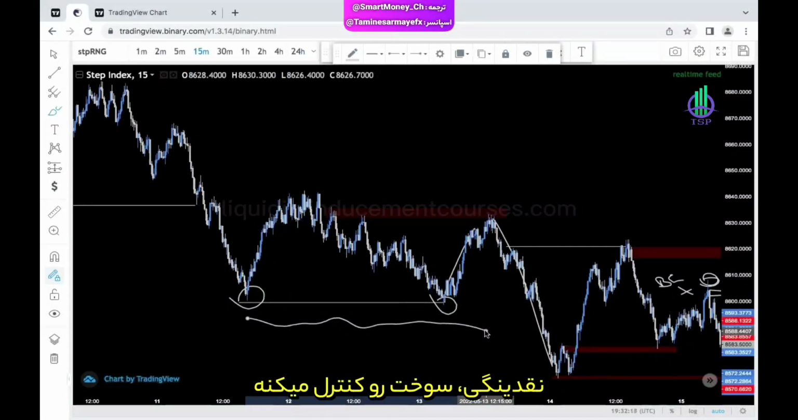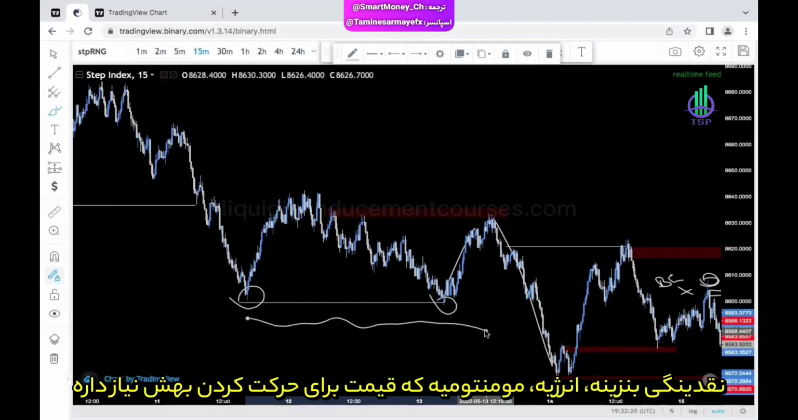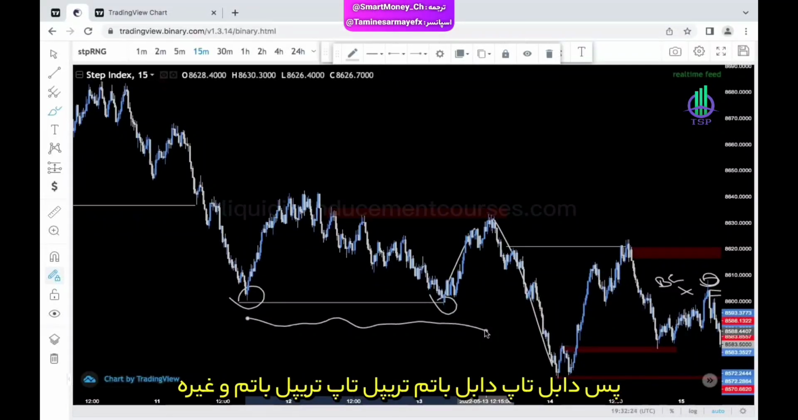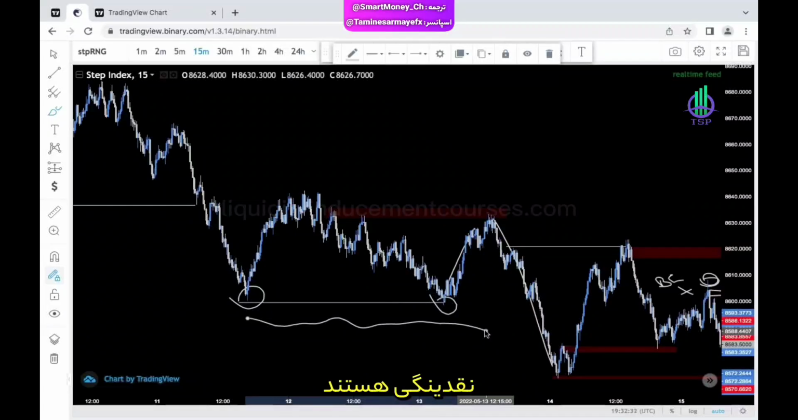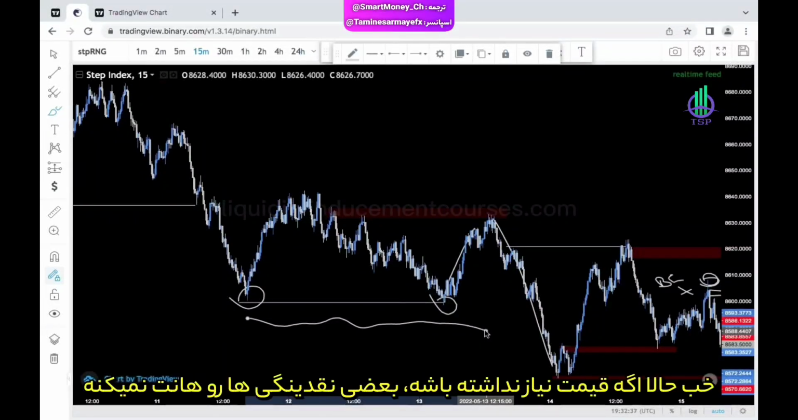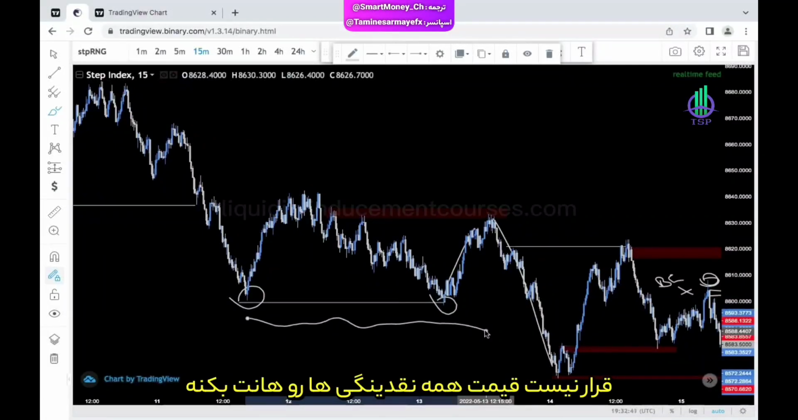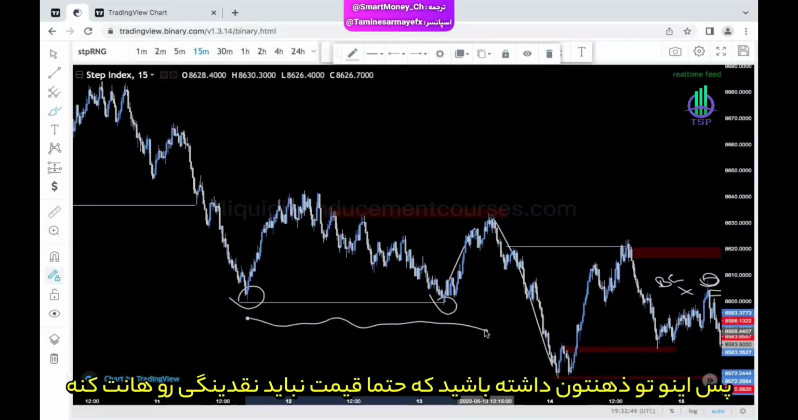Liquidity is what controls the flow. Liquidity is the gas, it is the energy, it is the momentum that price needs to move. So double tops, double bottoms, triple tops, triple bottoms, and the likes of them are all liquidity. Now, price must not take out a certain level of liquidity if it does not have need to. So bear that at the back of your mind.